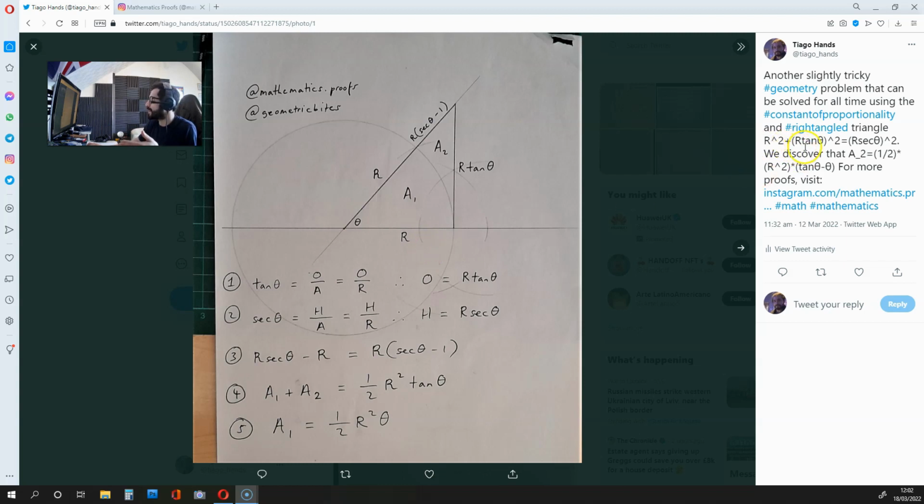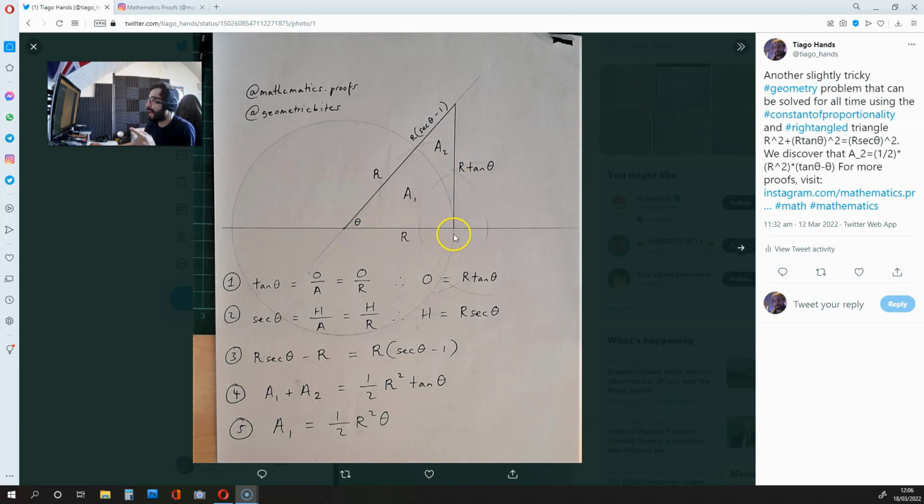r squared plus r tan theta squared is equal to r sec theta squared. There will also be two areas in this right angle triangle: the area of the sector with a radius r, called A1, and the area outside the sector, A2. What we are looking for specifically is the area A2.